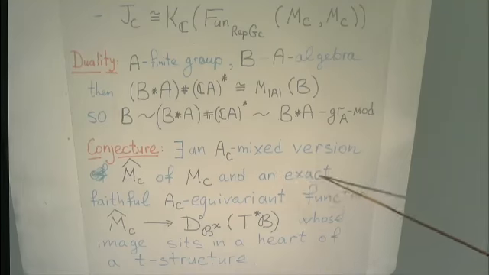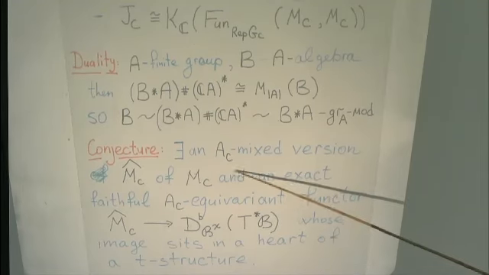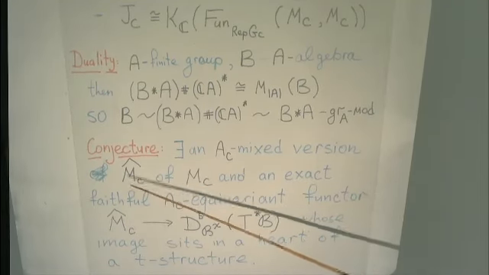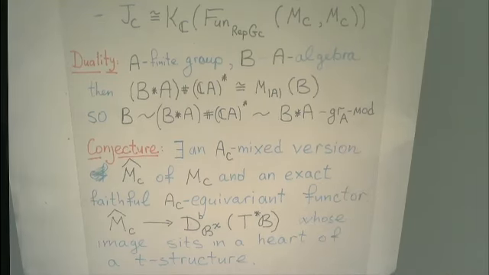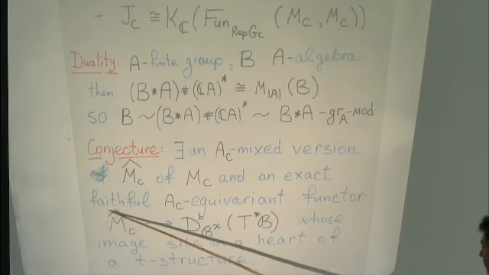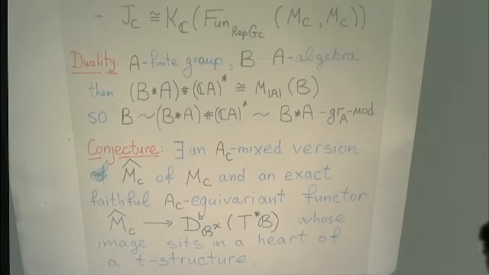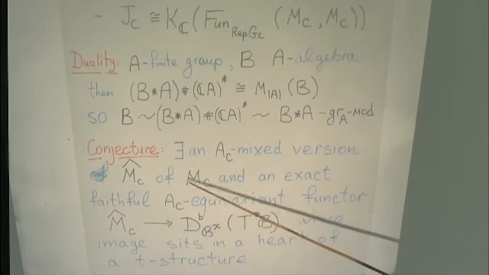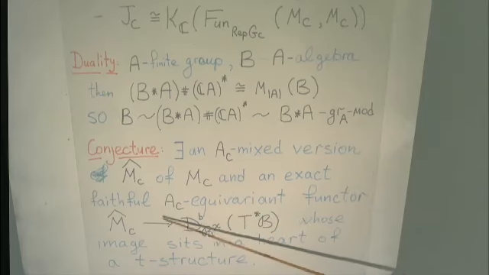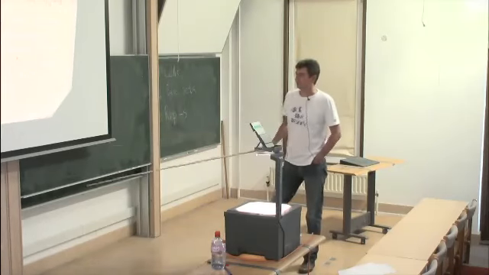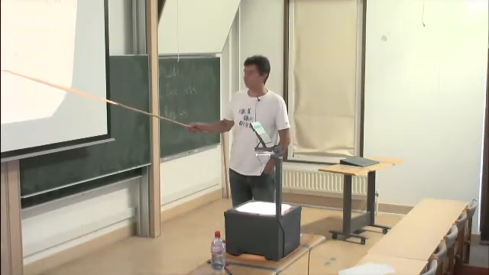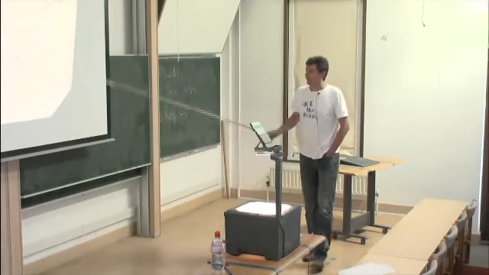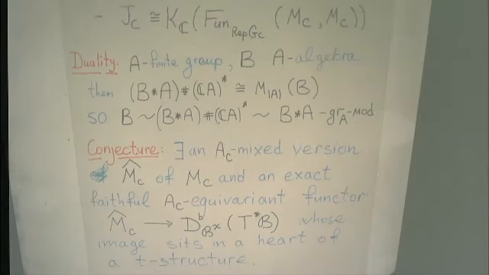Exact means that, so this is a semi-simple abelian category, so the image should be, that's what exact means, so you go to a triangulated category. Faithful means that it should be faithful on morphisms and on objects, so it shouldn't send non-zero objects to zero objects. Anyway, I don't want to go much into detail what this means, but here is my little conjecture.